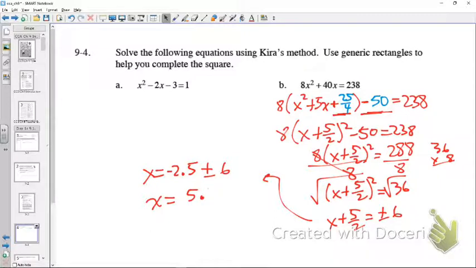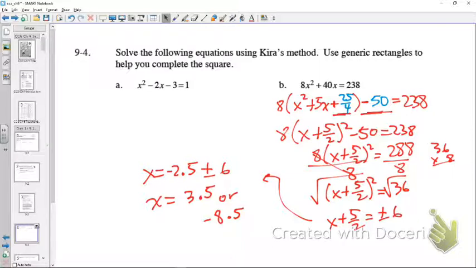So the final answer is x equals 3.5, or x equals negative 8.5. And that's basically splitting up the plus and splitting up the minus. Negative 2.5 plus 6 is 3.5. Negative 2.5 minus 6 is negative 8.5.